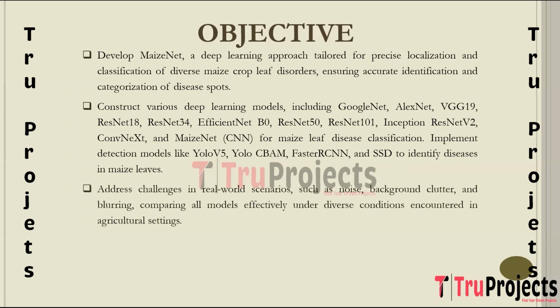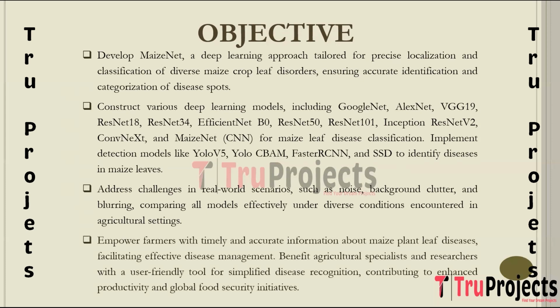Addressing the challenges posed by real-world scenarios, including sample distortions such as noise, background clutter, and blurring of leaf regions. The objective is to compare all the models effectively under diverse conditions, reflecting the complexities encountered in actual agricultural settings.